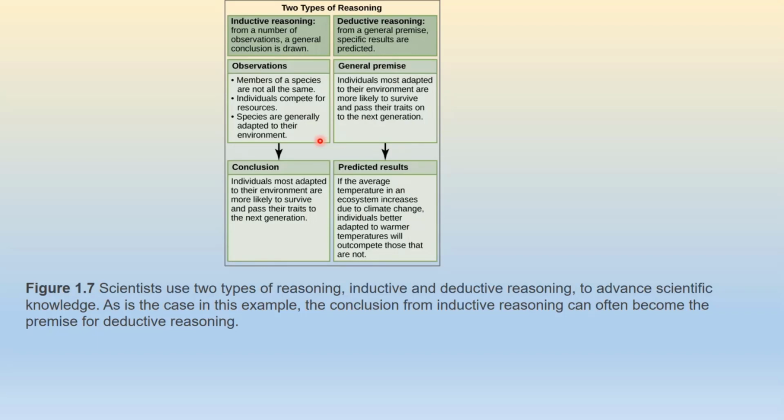And conclusion. Inductive reasoning gives a conclusion, whereas deductive reasoning gives predicted results. So the conclusion for inductive reasoning is that individuals most adapted to their environment are more likely to survive and pass their traits to the next generation. You should be paying attention to this diagram because there are questions which are going to follow. And the predicted results: if the average temperature in an ecosystem increases due to, for example, climate change, individuals better adapted to warmer temperatures will outcompete those that are not, or those that don't tolerate harsh environmental conditions.